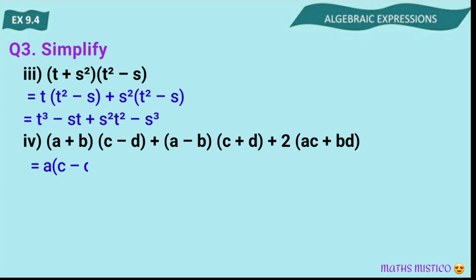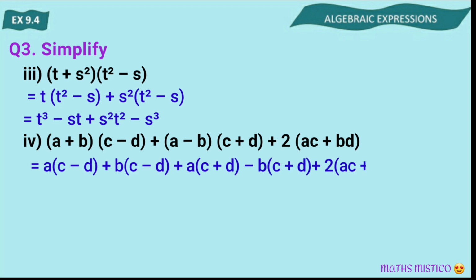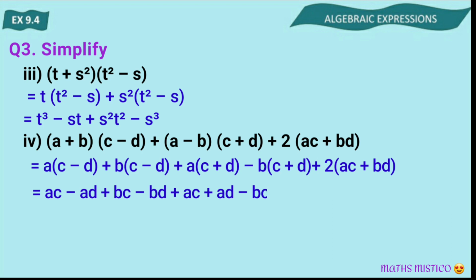A into second bracket plus b into second bracket plus a into second bracket minus b into second bracket plus 2 into this. Next we will multiply the outer term in each part with the inner terms. I am doing it orally and writing directly the answer. So I get AC minus AD plus BC minus BD plus AC plus AD minus BC minus BD. And from the last part, 2AC plus 2BD.